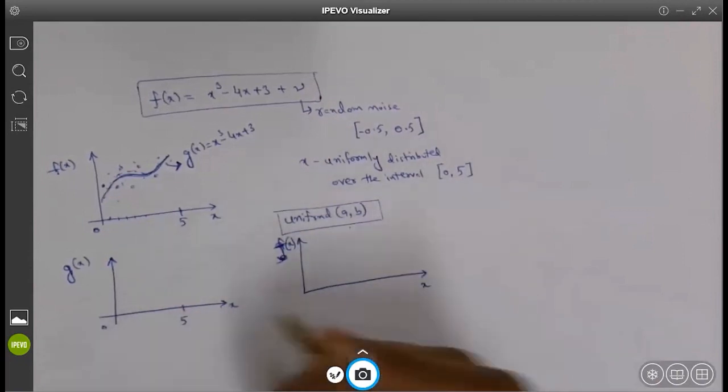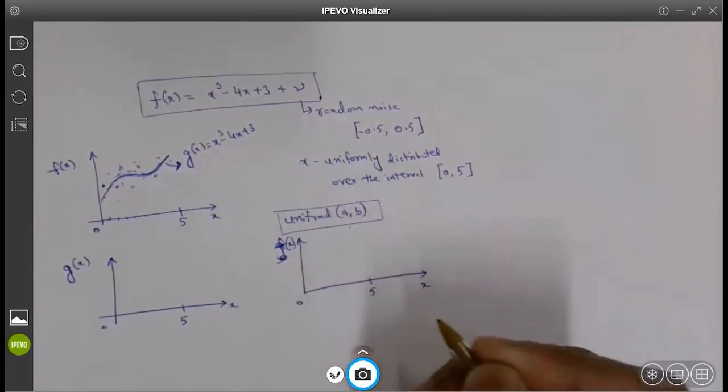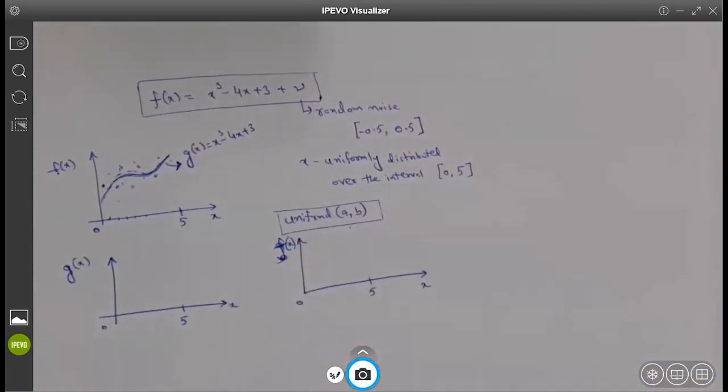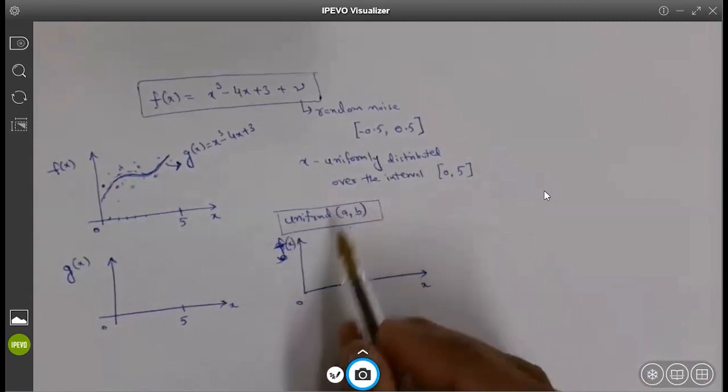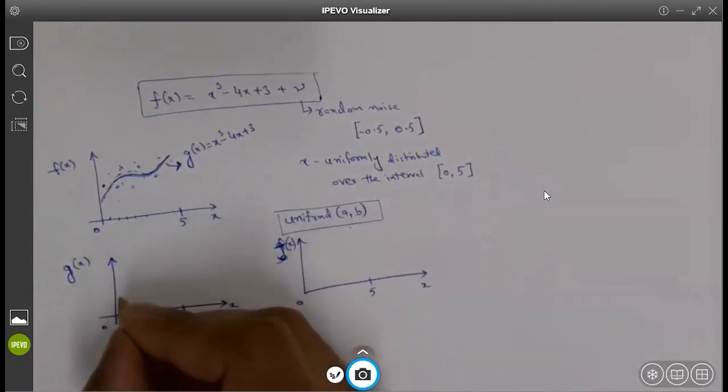Between 0 and 5, you have to select how many points. I said 200, I believe. Let me confirm. It was 100 samples of X. 100 samples, okay. So you have to generate 100 such numbers. You have to run this function 100 times in a for loop, and you will get 100 numbers between 0 and 5.